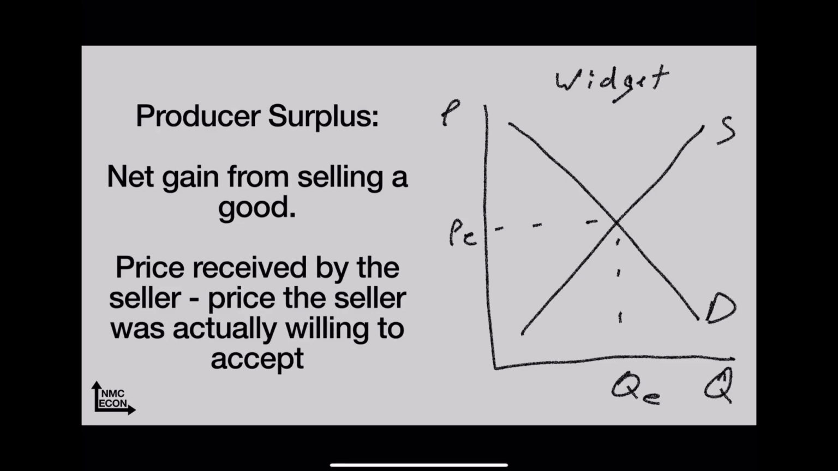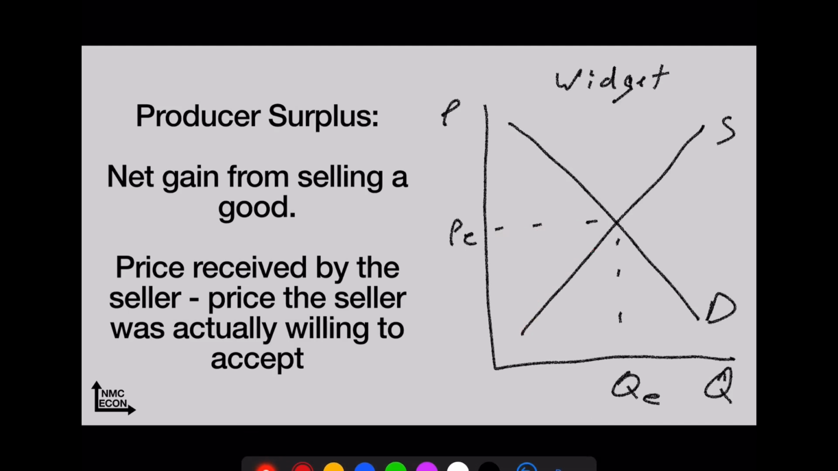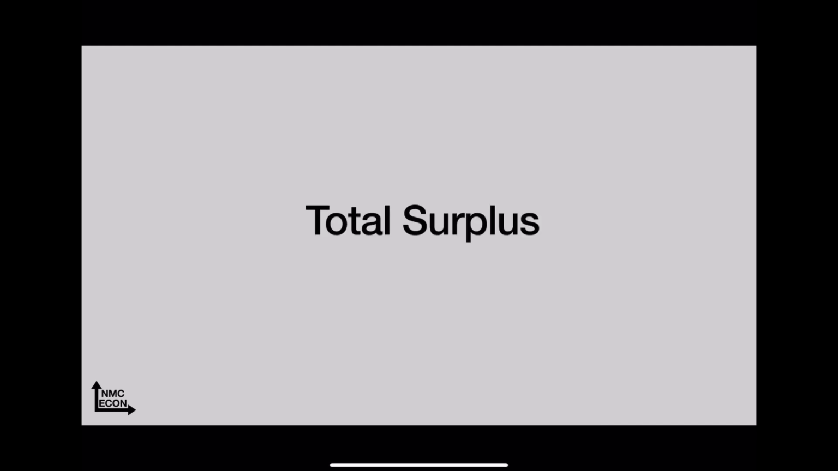Producer surplus, kind of the opposite. This is the net gain from selling a good from a producer perspective. It's the price received by the seller minus the price the seller actually was willing to accept. So this is sort of, how good of a price did the seller get? Are they really happy with that? And graphically, we can find this by going from that price at equilibrium and this time just going down until we hit the supply curve. That's your producer surplus.